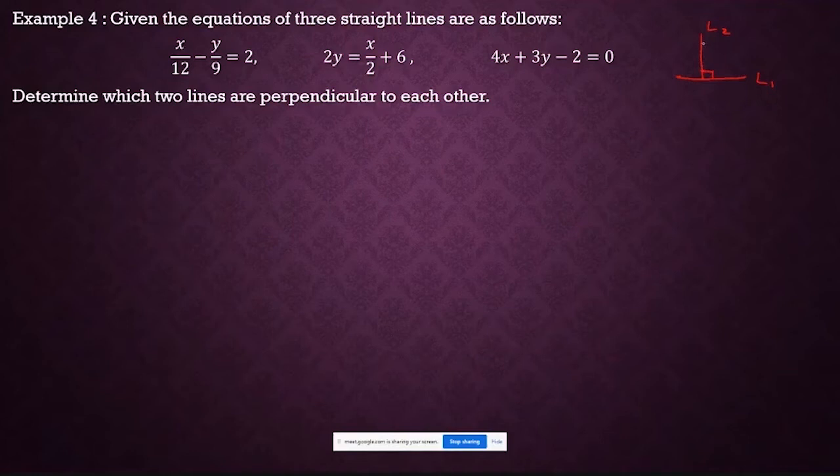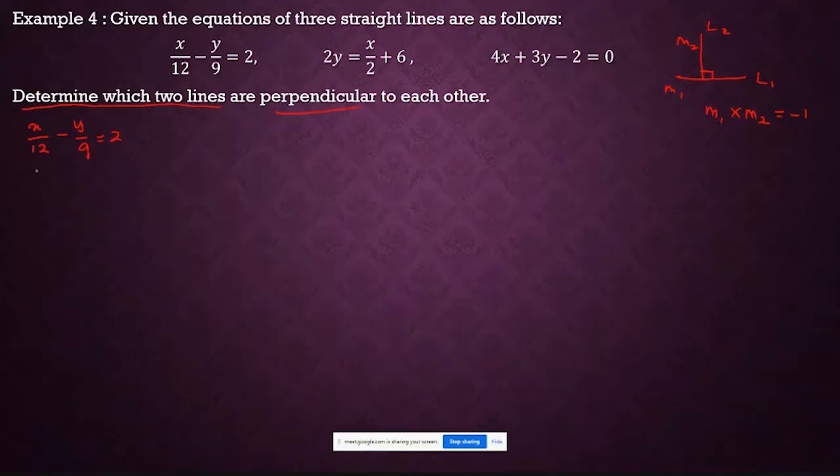So these two lines are at 90 degrees. If you have the gradient M1 and M2, then the gradient M1 times M2 equal to negative 1. So you must check, because the question is determining which two lines are perpendicular to each other. So we check the first line: x over 12 minus y over 9 equal to 2.